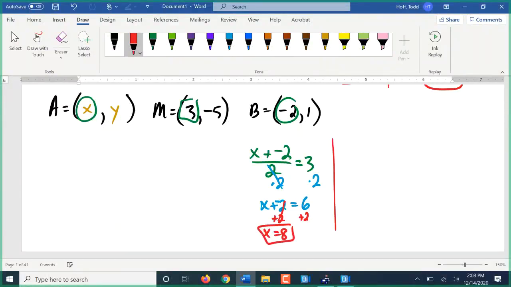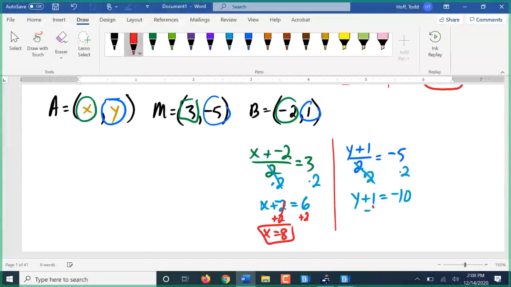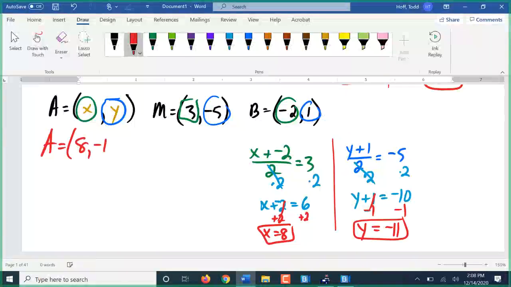Then I'll do the same thing or similar thing for y. I have y plus 1 divided by 2 has to equal the y coordinate of the midpoint, which is negative 5. Multiply by positive 2 to get rid of the 2. That gives me y plus 1 equals negative 5 times 2, which is negative 10. And then it's a positive 1, so we subtract 1. I get y equals negative 11. So my point A is x equals 8, y equals negative 11.